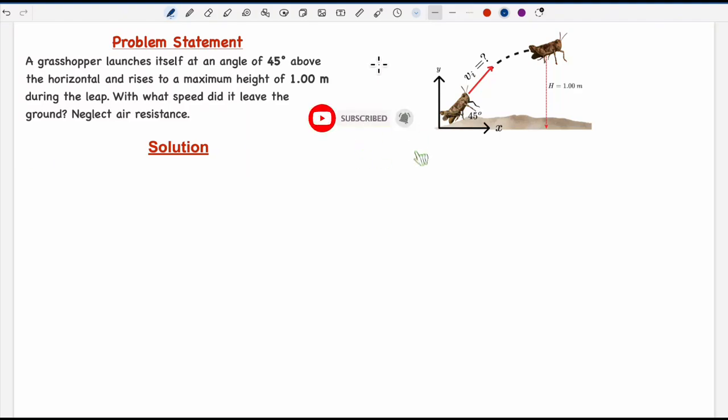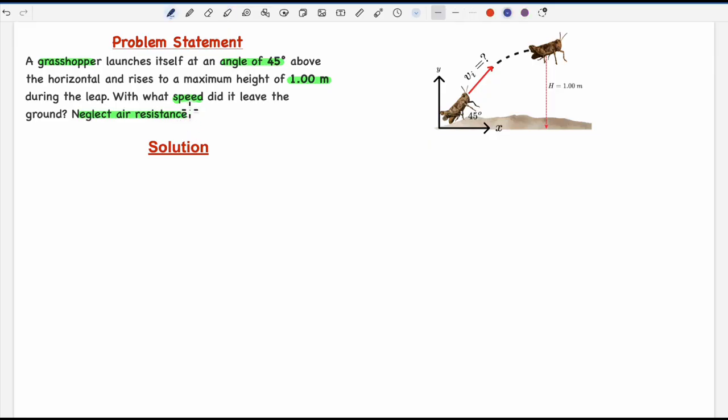In today's video, we are going to solve this problem using the conservation of mechanical energy. Let's look at the problem. A grasshopper launches itself at an angle of 45 degrees above the horizontal and rises to a maximum height of 1.00 meters during the leap. Now, with what speed did it leave the ground? And in this problem, we are neglecting air resistance.